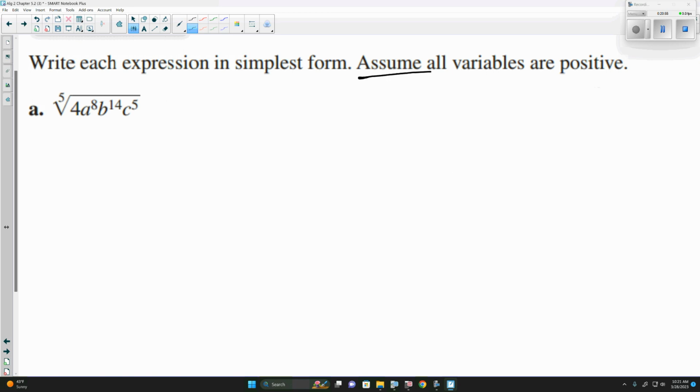Since we're assuming all variables are positive, we don't need absolute values for any of this, because we only needed the absolute values just in case we took an even root of an even power and got it to simplify. Here, we're just assuming positive. That way, if a variable does come out, we're not having to put absolute values around each one or add additional notation.